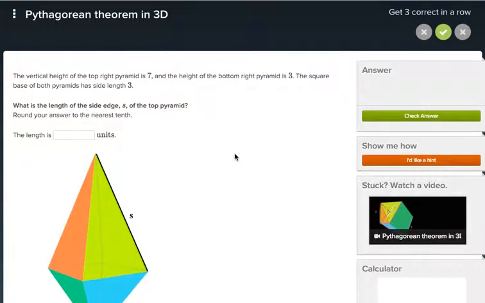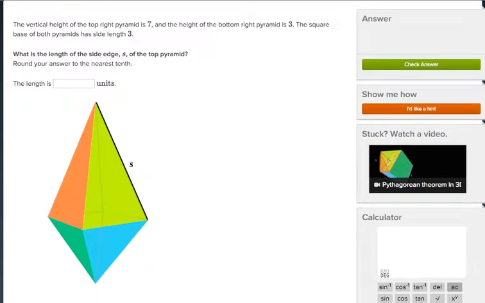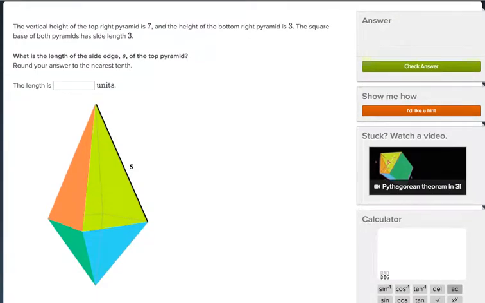Okay, so let's take a look at Pythagorean theorem in 3 dimensions. All right. This particular skill is a little bit trickier than just looking at it in 2 dimensions. And one of the main reasons for this is that most of the time you're going to be asked to apply the Pythagorean theorem twice, not just once, but twice.